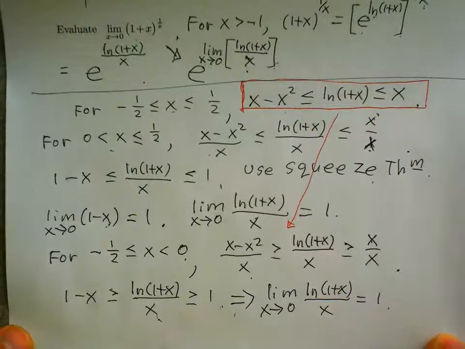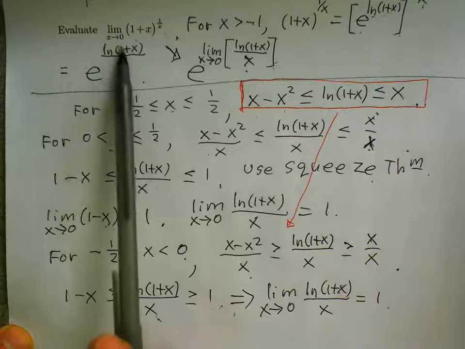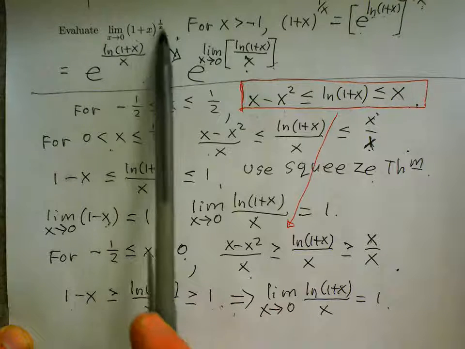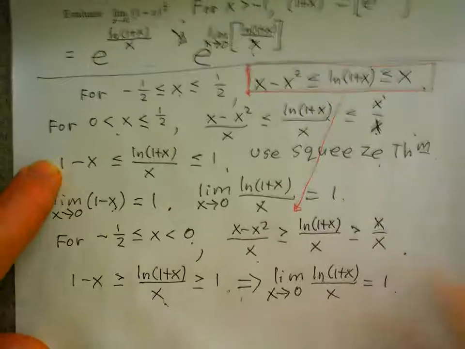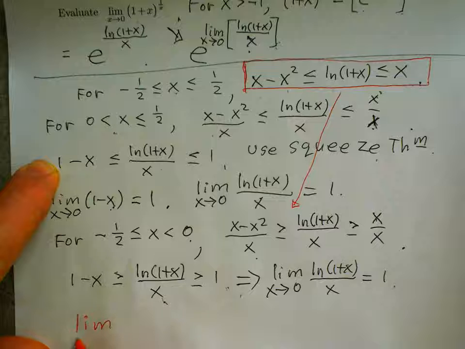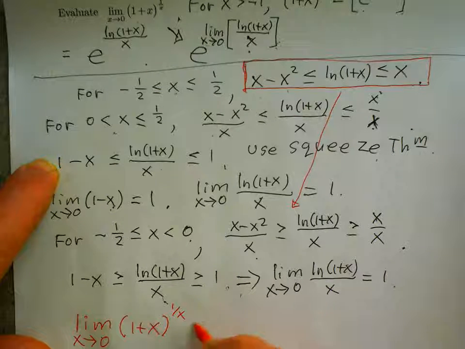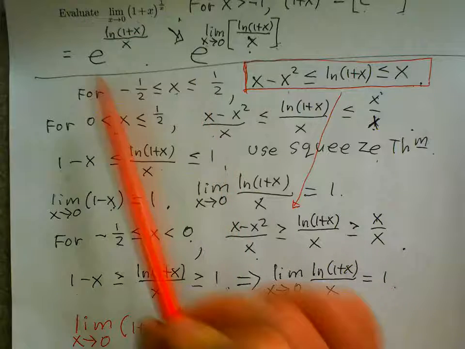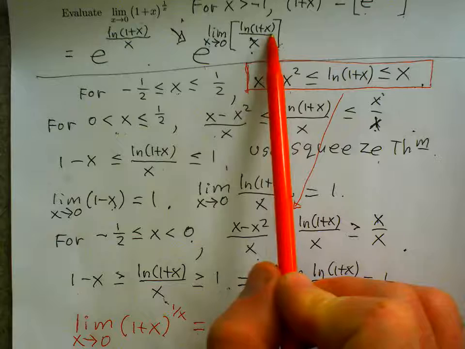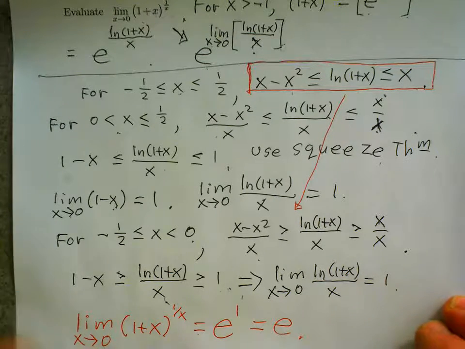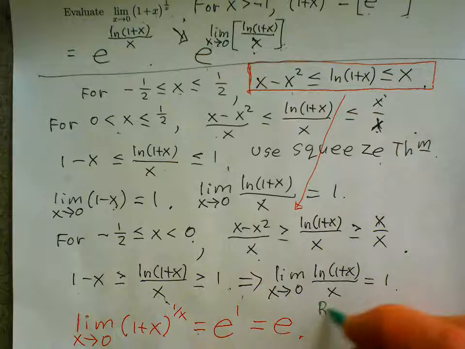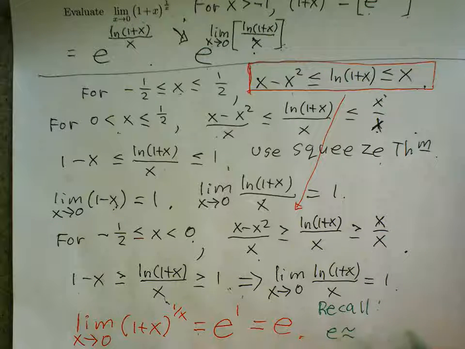Okay, so if you recall what we were trying to do, we were trying to find the limit of 1 plus x to the 1 over x as x approaches 0. So we found that the limit as x approaches 0 of 1 plus x to the 1 over x is equal to e to the limit of the natural log of 1 plus x over x, or e to the first power, or e. So recall the number e. e is approximately 2.71828, and so on.